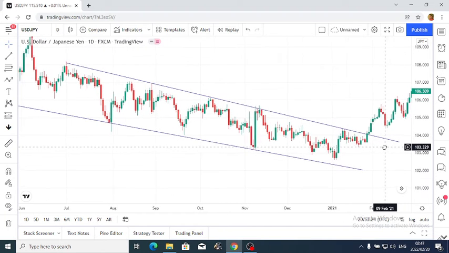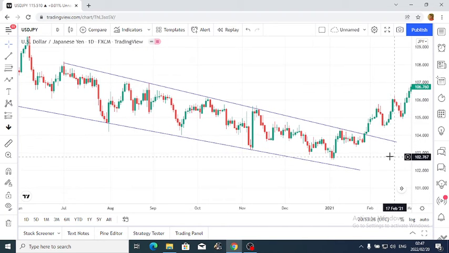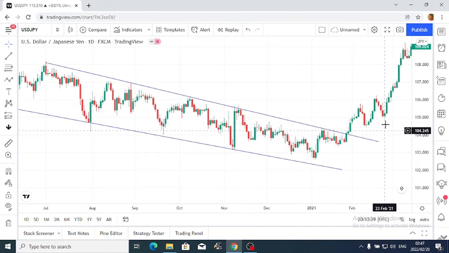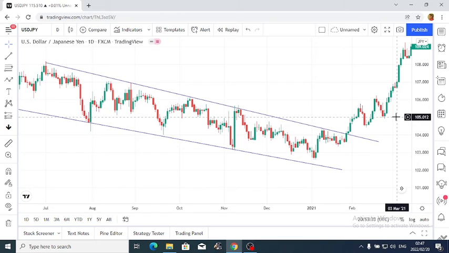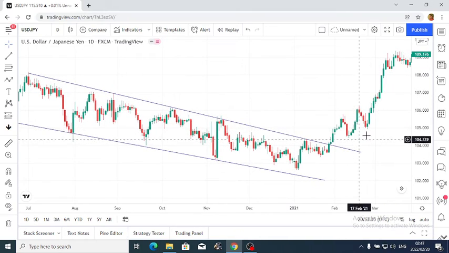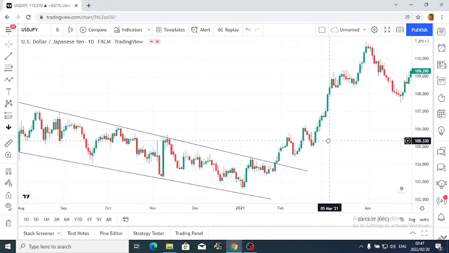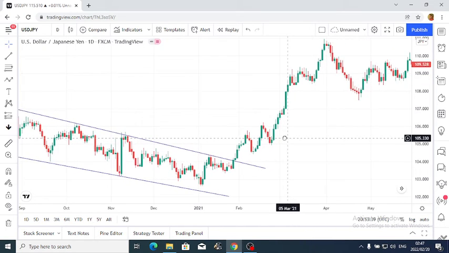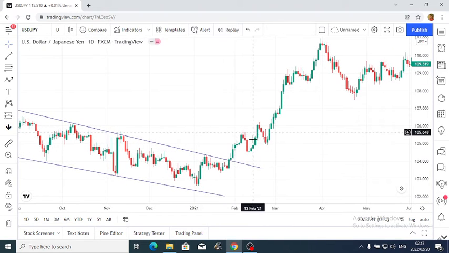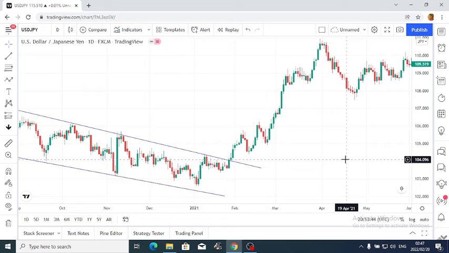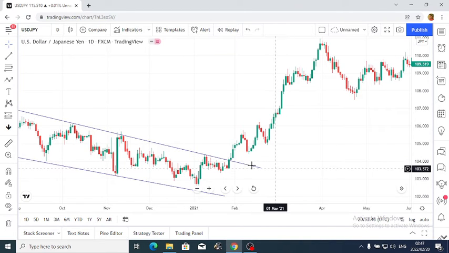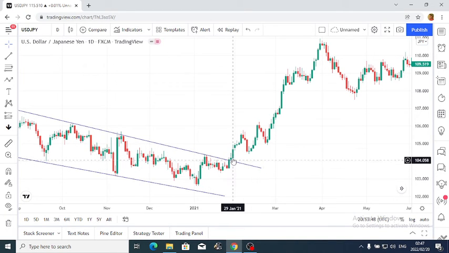So the first trader was going to be very, very profitable, as you can see, all the way up here. So at the end of the day, it's up to you. Do you decide to be the trader entering after the market breaks a resistance or support?